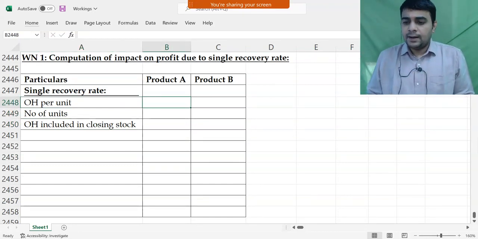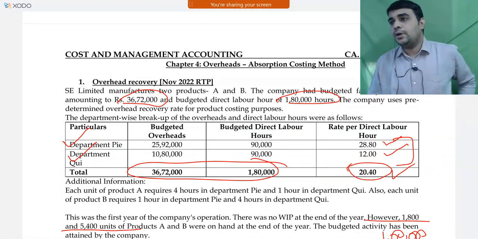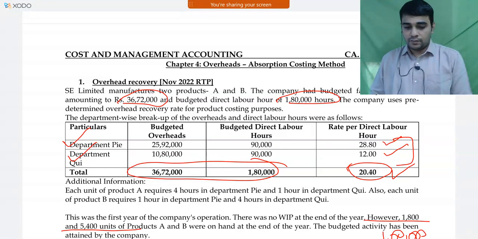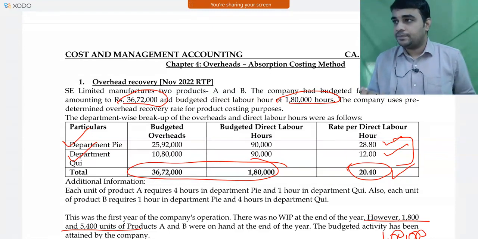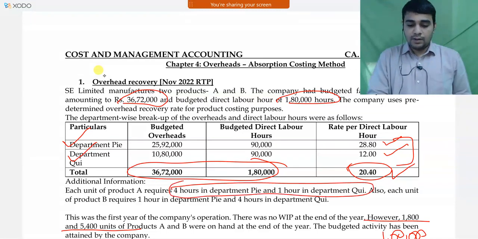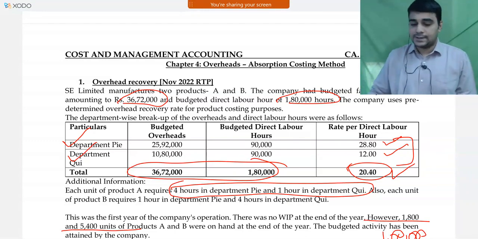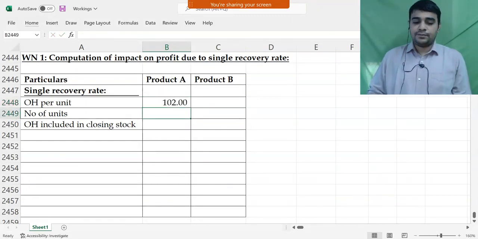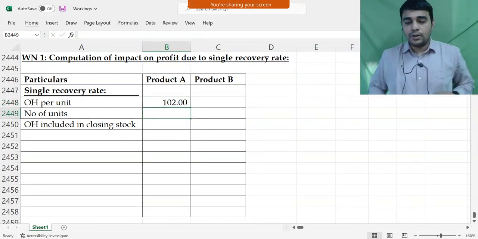Read the question fully. Product A, how many labor hours are needed to manufacture one unit? Where is 3672, friend? I'm asking, for one unit of product A, how many labor hours are needed? So 4 hours in department P and 1 hour in department Q, put together 5 hours are needed. So 20.4 into 5 hours is the overhead per unit.